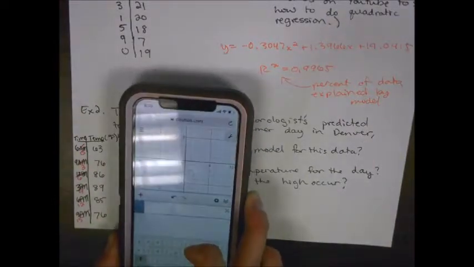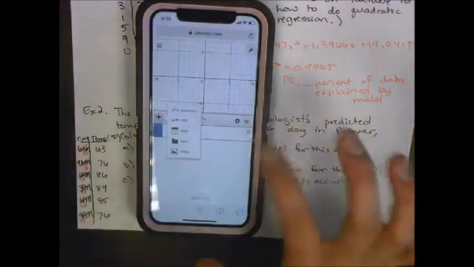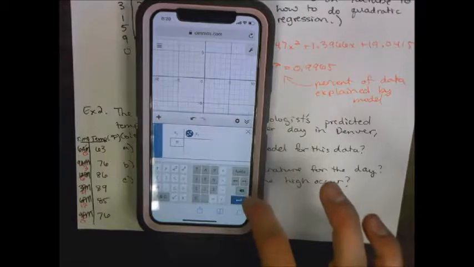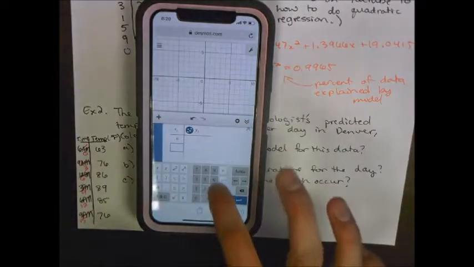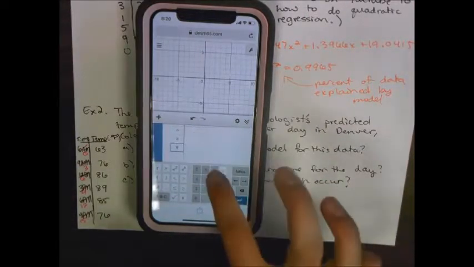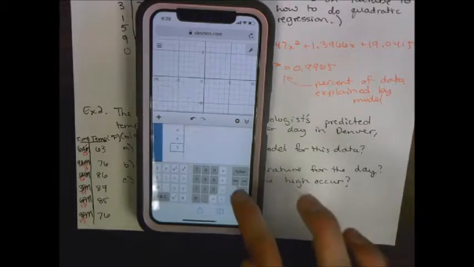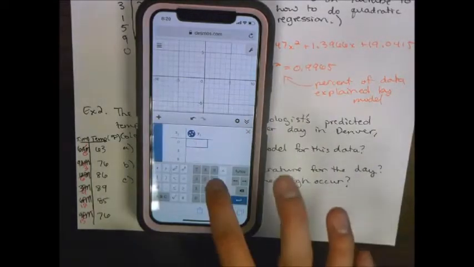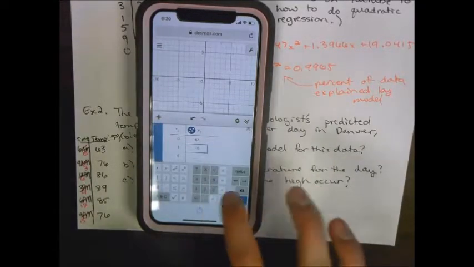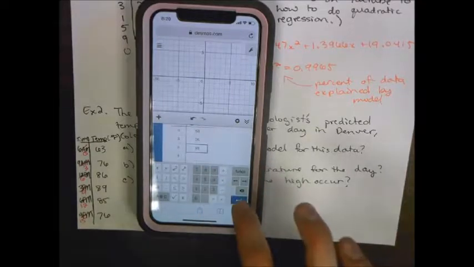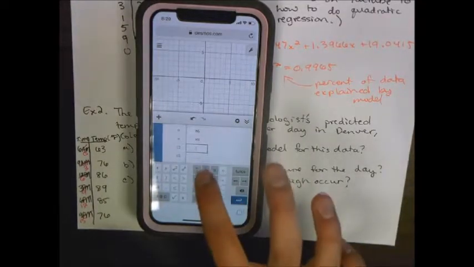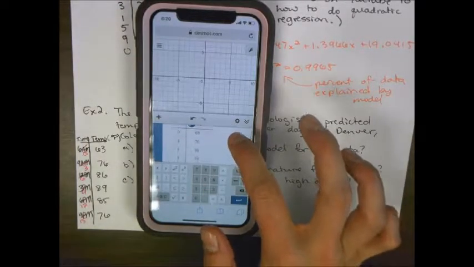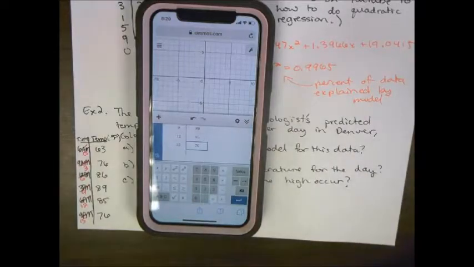Let's go ahead and type this into Desmos. So we add our table. And I have 0, 3, 6, 9, 12. Oh, it guessed it for me. 15. Cool. That's nice. 63, 76, 86, 89, 85, 76. Okay, so we typed in our data. Make sure you always double check to make sure you typed it in correctly.